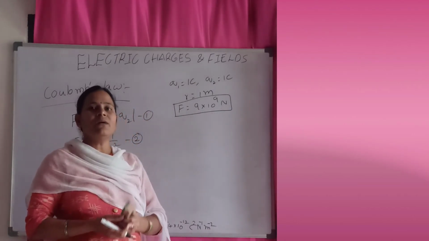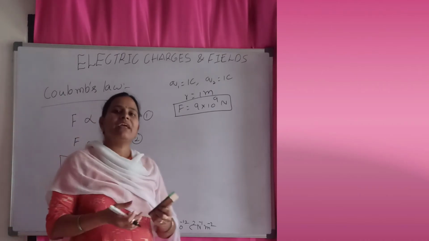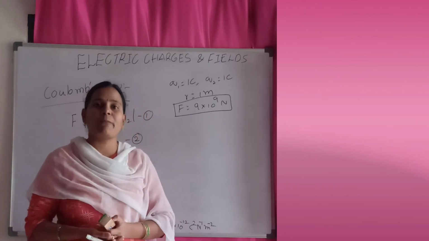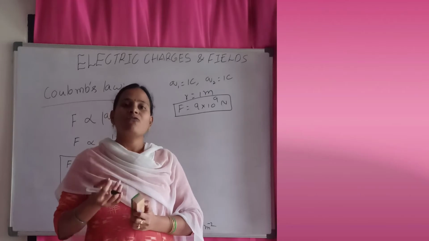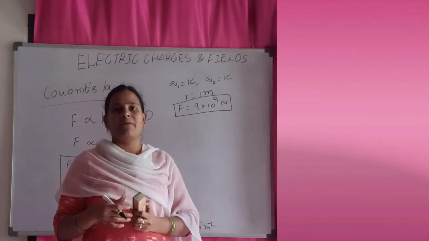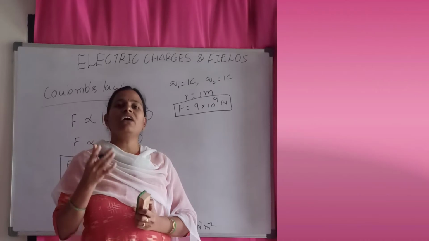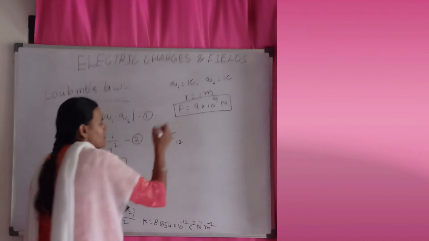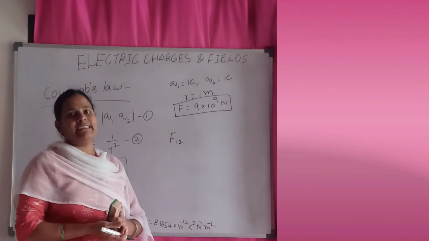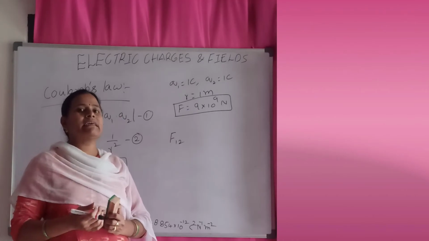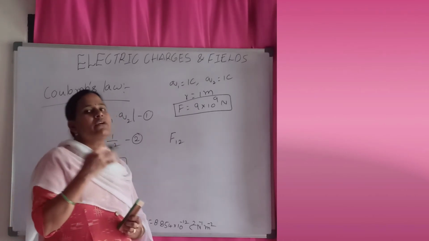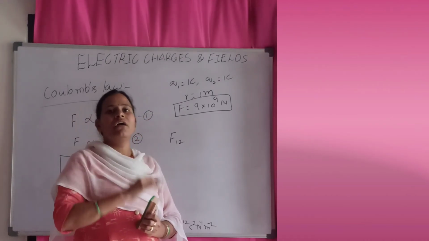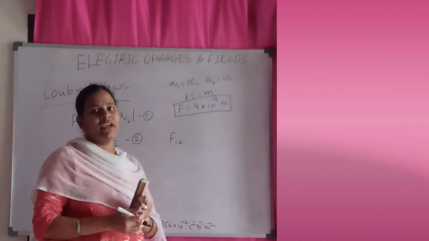So this is about the force, and at the same time he gave the vector form also. Why? Because force is a vector, it's not a scalar. So that's why he gave the vector form of the force equation also. So what is that? F12 means the force acting like that. 1, 2 represents Q1, Q2. So it is the force acting on the charge Q1 by Q2. That is the meaning of F12.